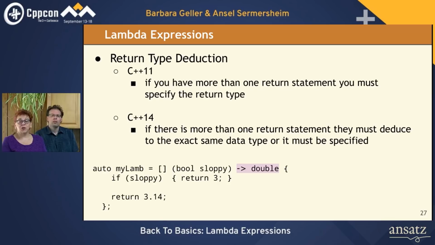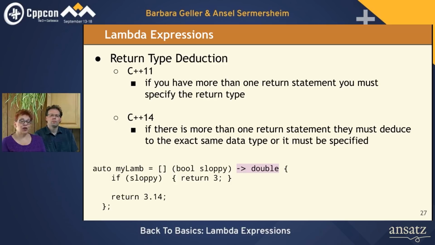The return type, as we've said, is optional as long as the compiler can deduce it. In C++ 11, the compiler could deduce it if you only had one return statement. So if it could be deduced, fine. In C++ 14, you can have multiple return statements now, but these return statements have to return the same data type.